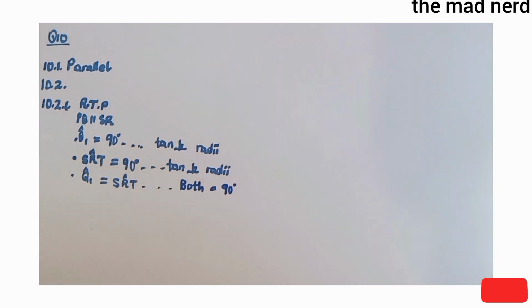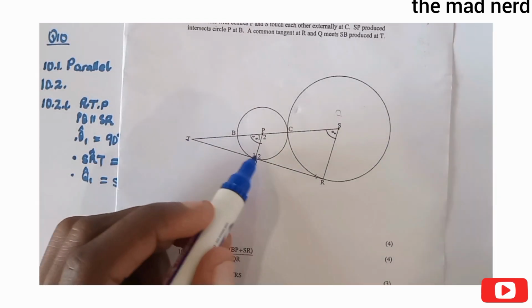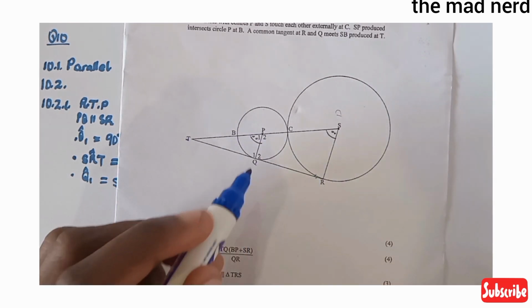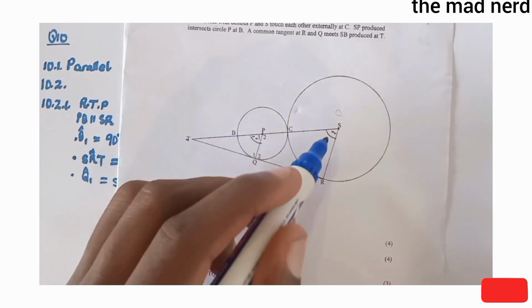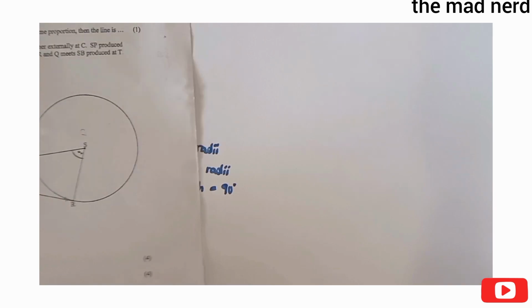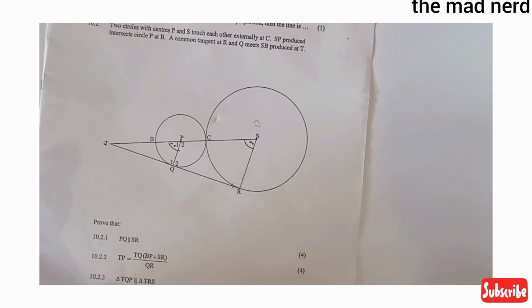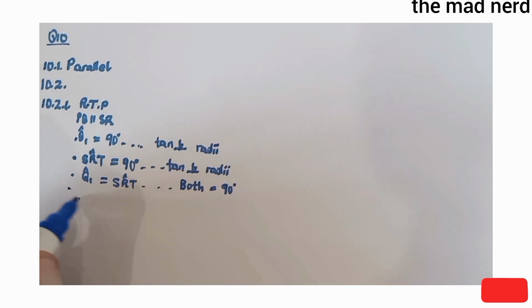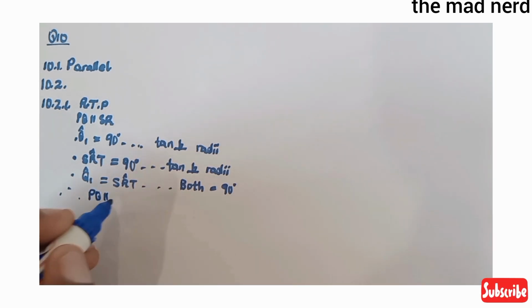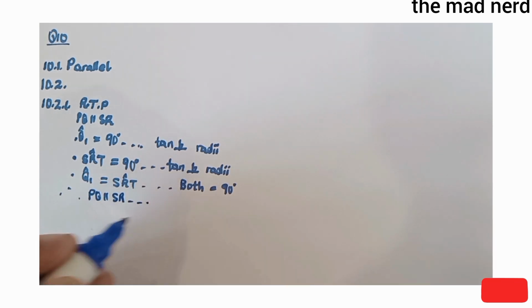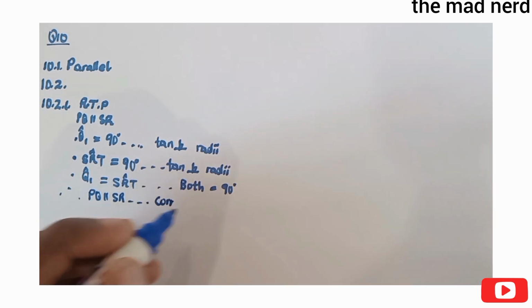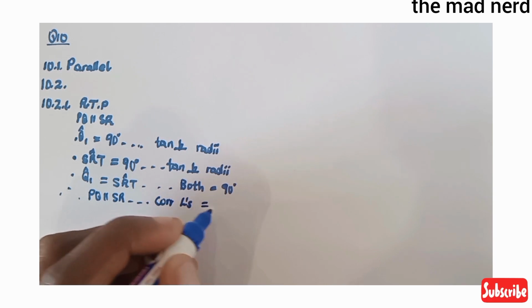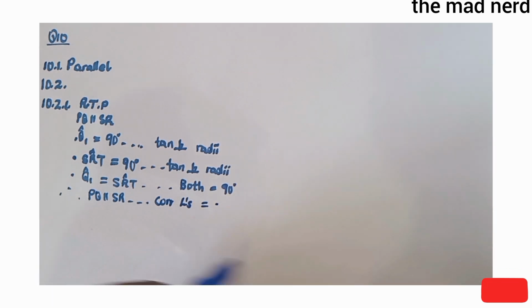And now, since you know that this angle is equal to this angle, it means that these lines are parallel to each other because the corresponding angles are equal. That is our answer now. And therefore we say PQ is parallel to SR because of the corresponding angles that are equal to each other. Corresponding angles are equal. That's our answer over there.